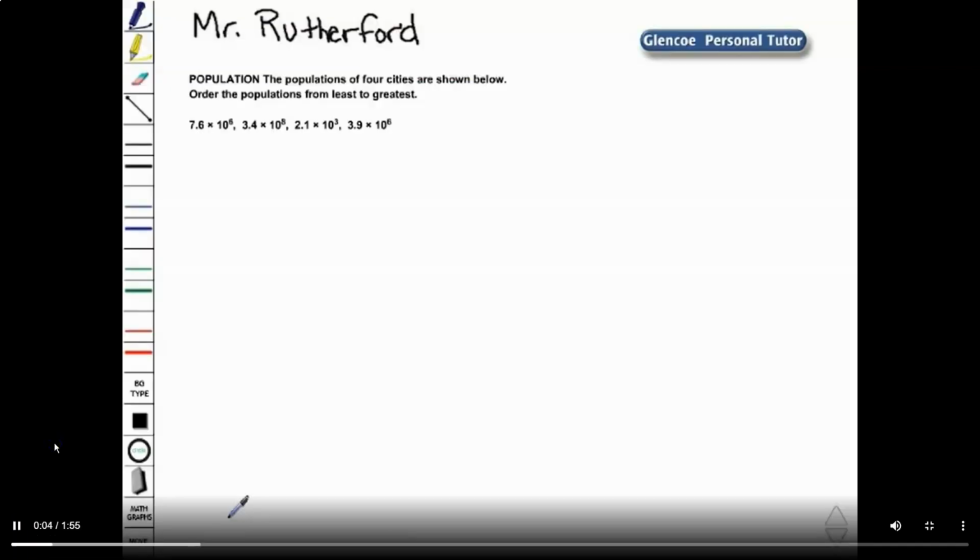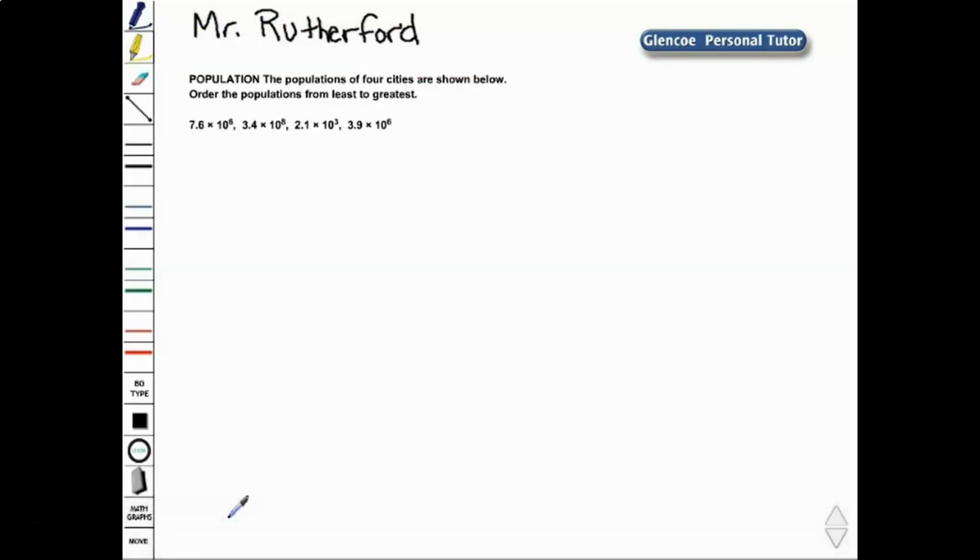In this problem, we'll compare numbers in scientific notation. Population. The populations of 4 cities are shown below. Order the populations from least to greatest. 7.6 times 10 to the 6th, 3.4 times 10 to the 8th, 2.1 times 10 to the 3rd, 3.9 times 10 to the 6th.